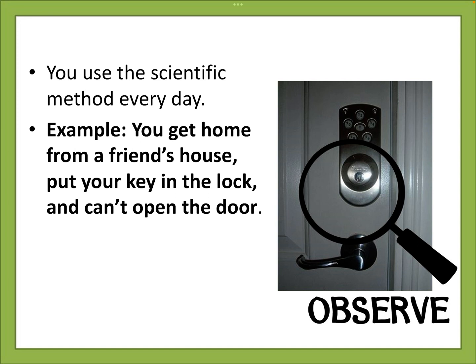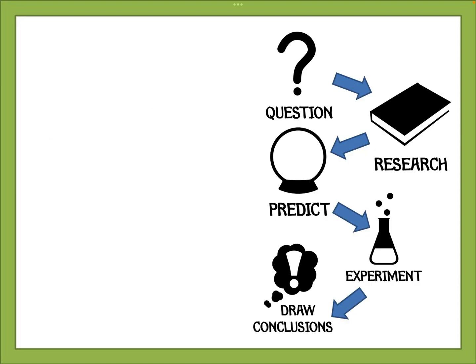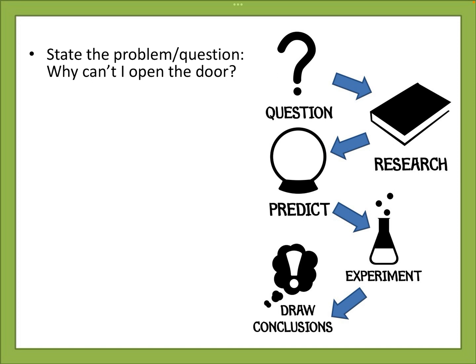So let's talk a little bit about observations. We use the scientific method every day in our life. Examples would be this. We make an observation that we get home from a friend's house and we put the key in the lock and we can't open the door. Our observation is the key is not working in the lock. So now this begins into our steps of the scientific method.